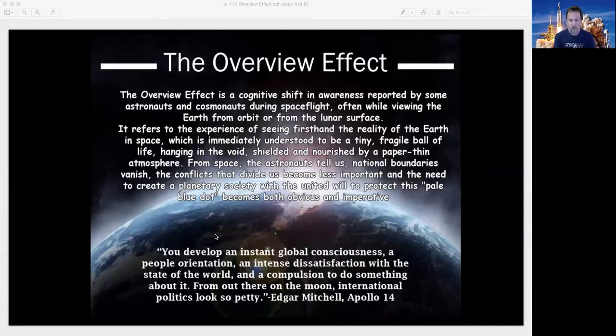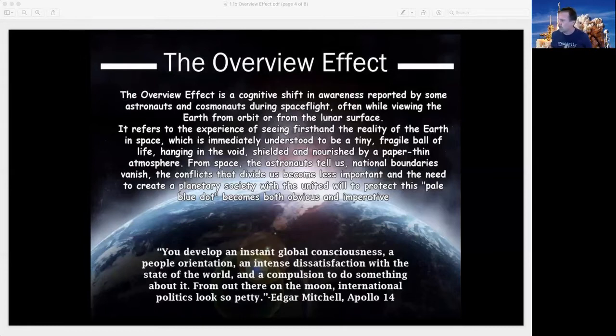So anyway, that would pretty much indicate that you can really maybe change the political systems of the world in order to bring unity to the world if we could have politicians out in space.